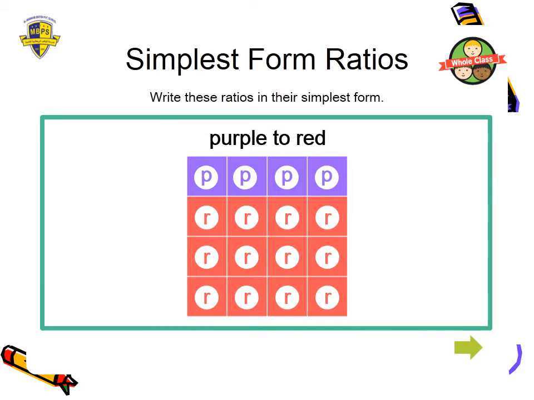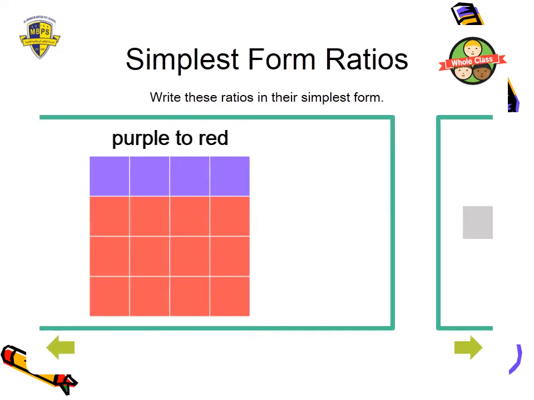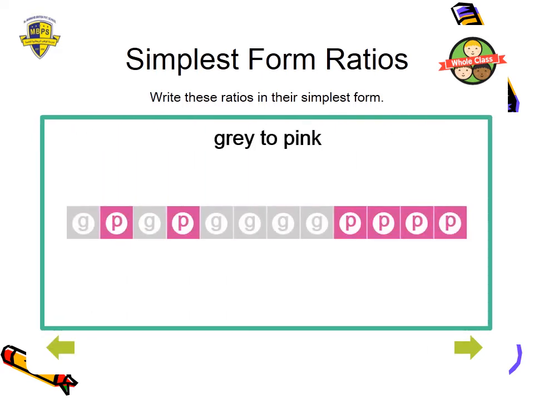The next one, we have gray to pink. How many gray squares do we have? 6, excellent. And how many pink squares do we have? Good, also 6. So the ratio here is 6 to 6. Try to simplify it, 6 to 6.